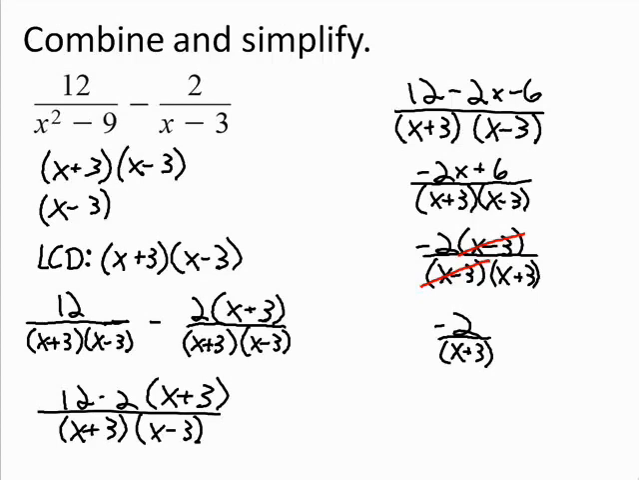This expression has to have the same domain as the original expression. In the original expression, there is an x minus 3 in the denominator, so x minus 3 cannot be equal to 0. So x cannot be equal to 3. The simplified expression is negative 2 divided by x plus 3, where x is not equal to negative 3.